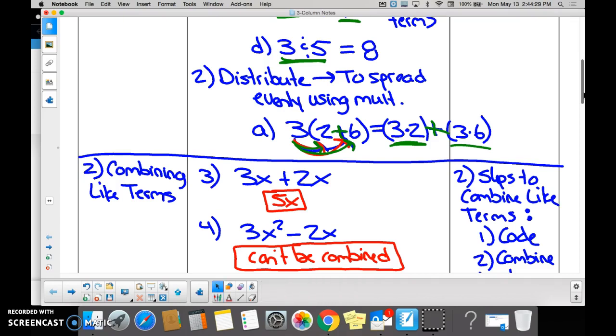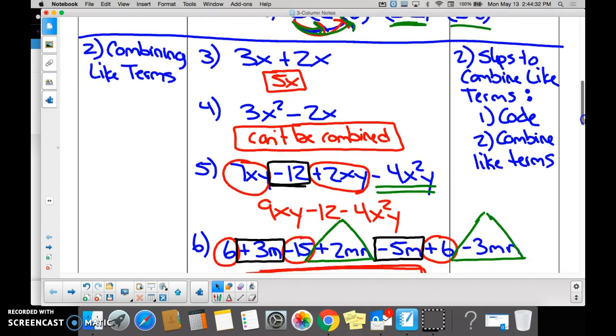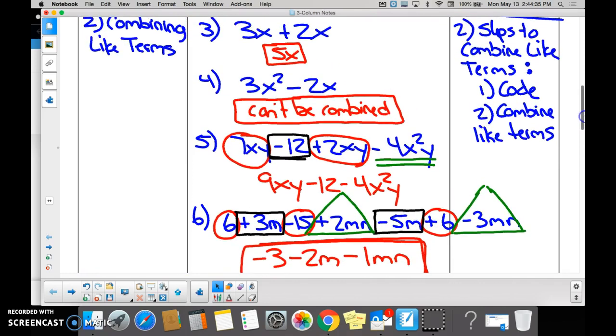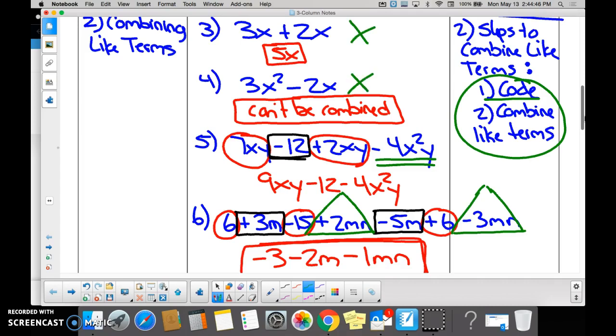In combining like terms, for 3, 4, 5, and 6 here, we followed a two-step process. Our first step was to do what? Code. And our second step was to combine like terms. Now on number 3 and number 4, we didn't really code because there wasn't much to code. It was pretty quick and simple. 3 we could combine, 4 we could not. Number 5, things got a little bit more complex. We had a 7xy and we had a 2xy that we could combine together, right? So we got what? We see that we coded a negative 12, which is a constant, and nothing else went with it, right? So we just left it as negative 12.